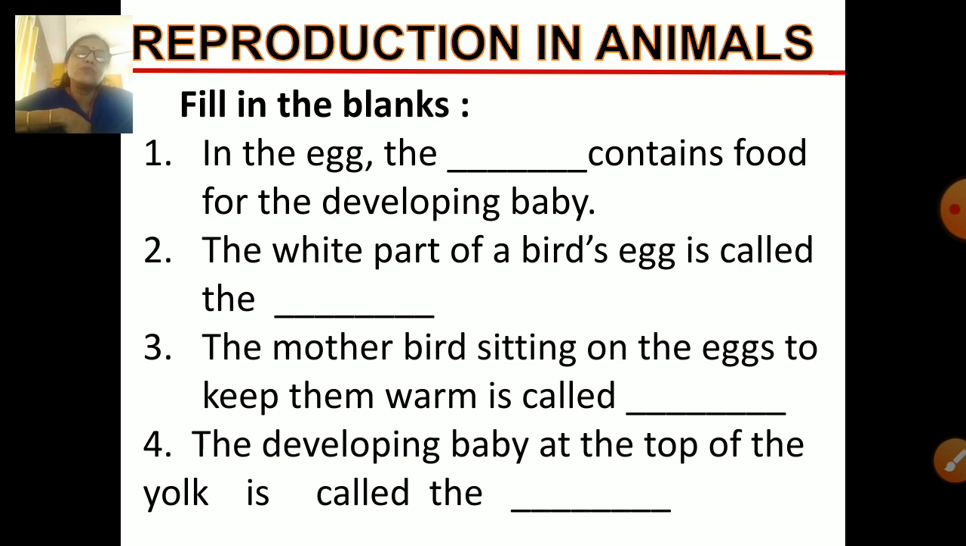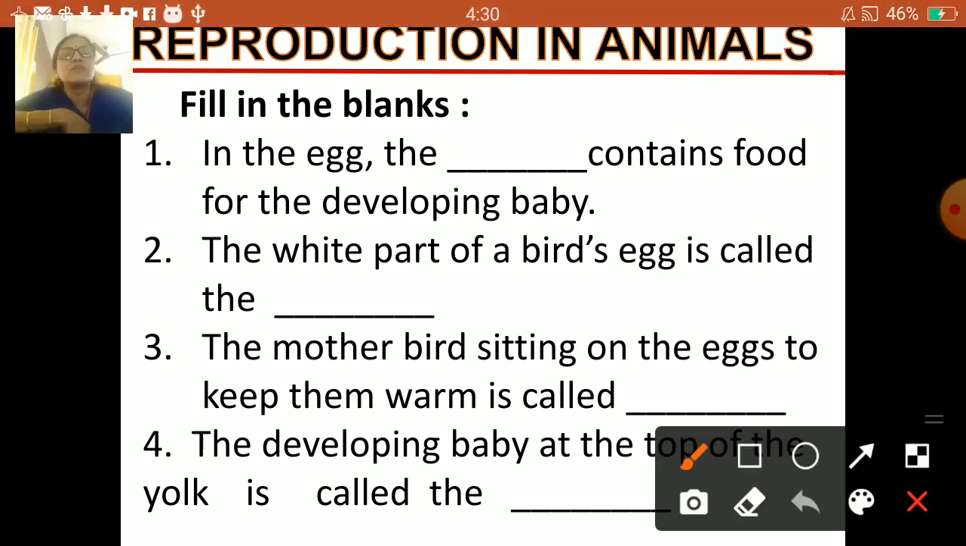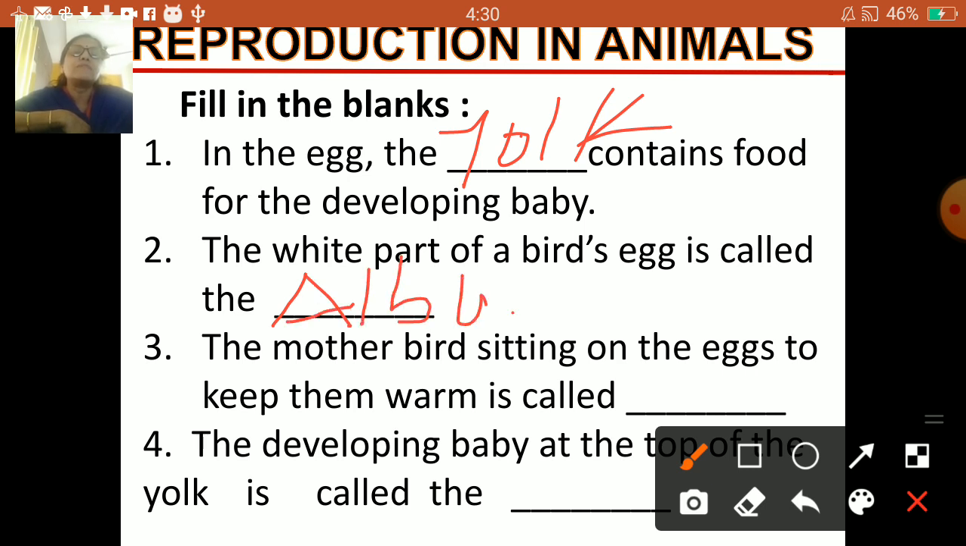On the top of the yolk is the embryo. So here the first answer is yolk. Yolk contains food, while albumin, what does it do? It protects the embryo. See the next one. The white part of a bird's egg is called the albumin. The yellow portion is the yolk and white is called albumin. So here I'll write albumin.